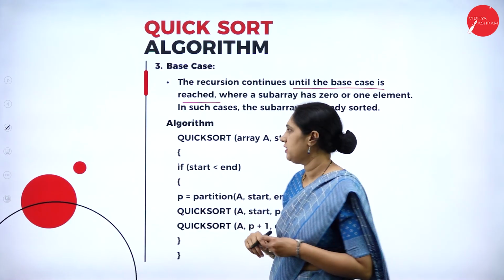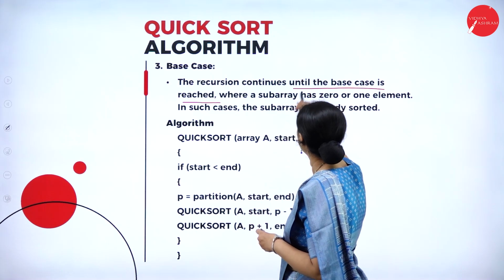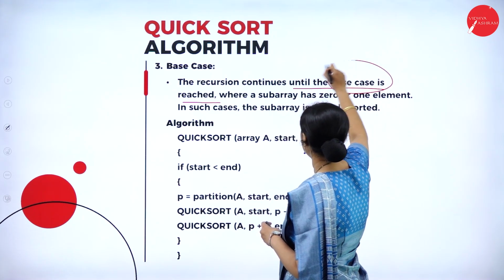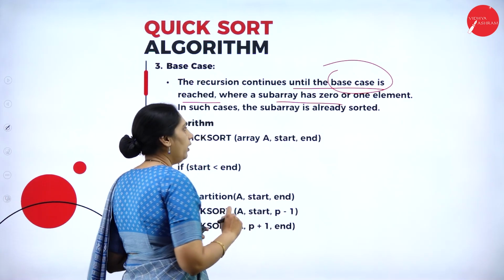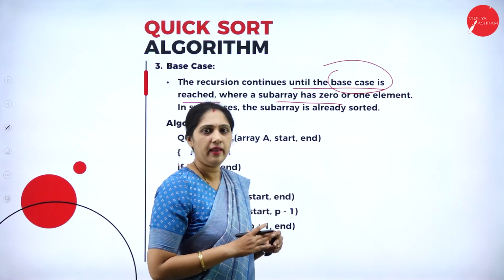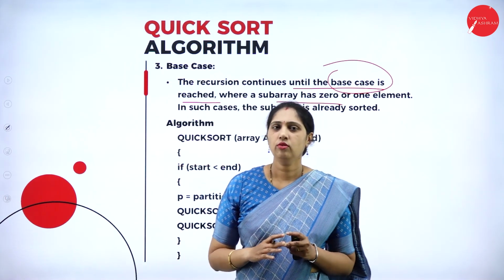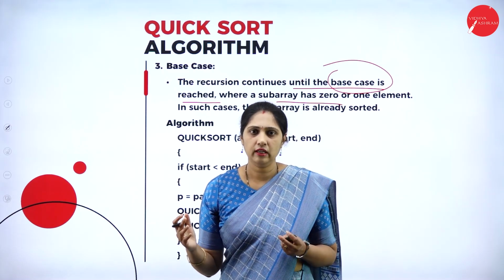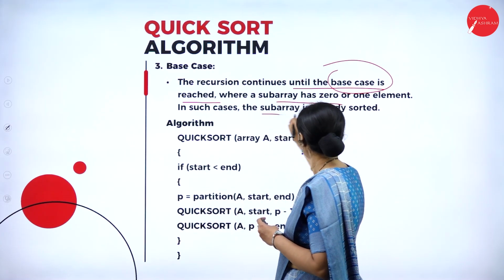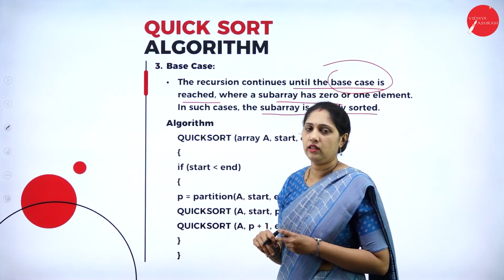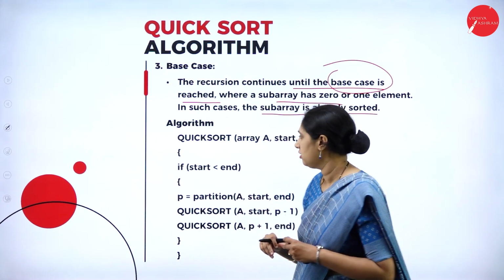Third one is base case. So the recursion continues until the base case is reached, where a subarray has 0 or 1 element. What the base case means is that you give only one element or no elements. That is the base of it. So we decide the subarray is already sorted, and that is how the algorithm works.